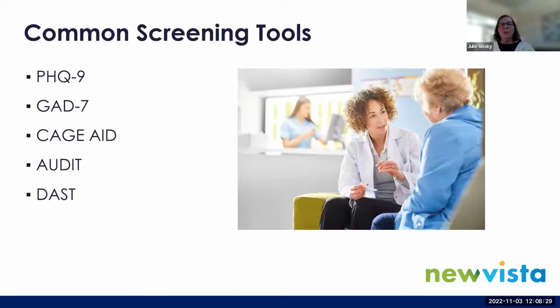So the most common screening tools, and I'm sure a lot of you have heard of these, are the PHQ-9, which screens for depression, and the GAD-7, which screens for anxiety. At New Vista, we use something called the CAGE-AID, which screens for alcohol and drug abuse. And then the AUDIT is a 10-question screener that looks at alcohol use, and the DAST is a 10 or 20, depending on which version you choose, that screens for drug use.